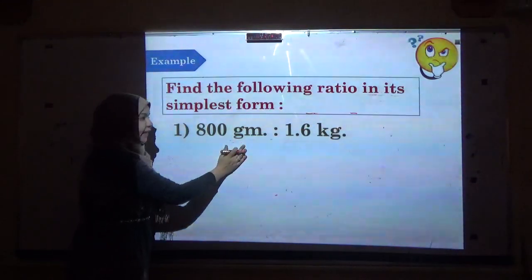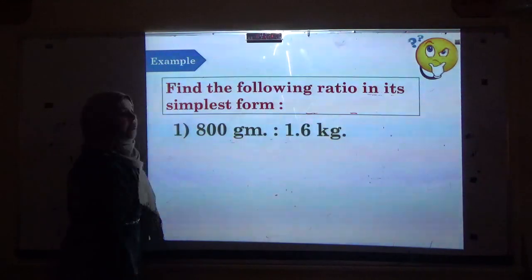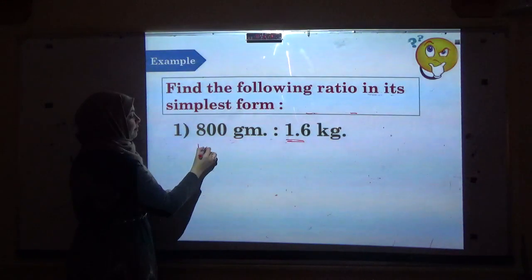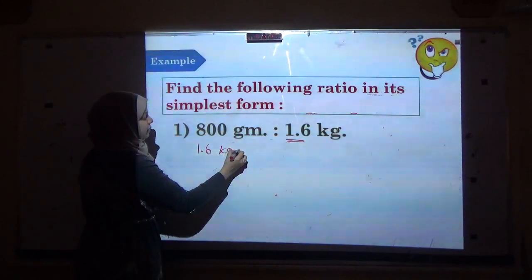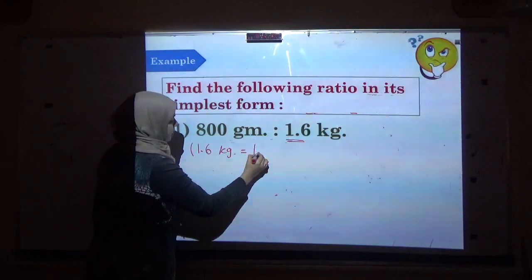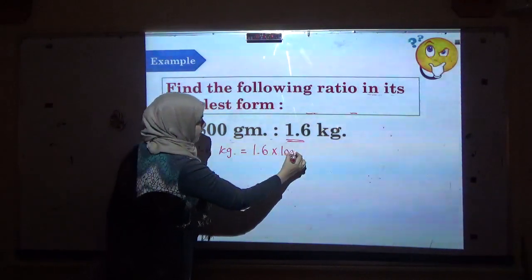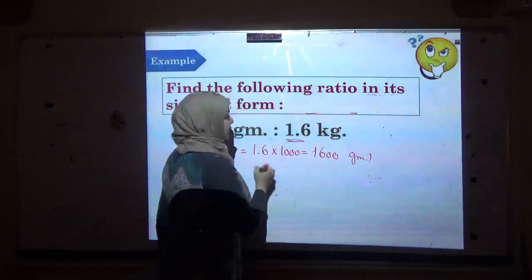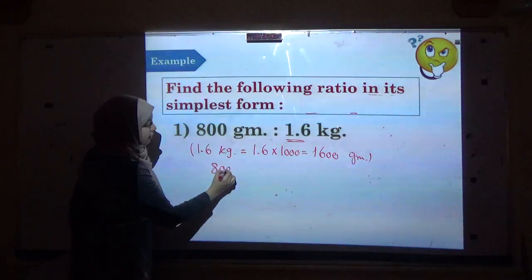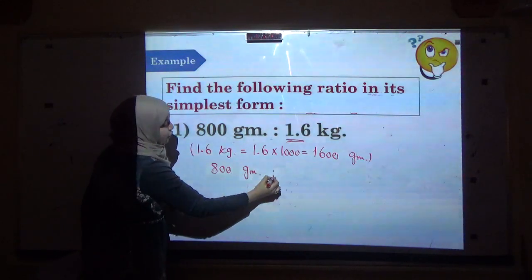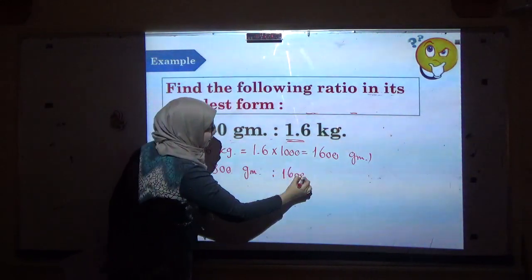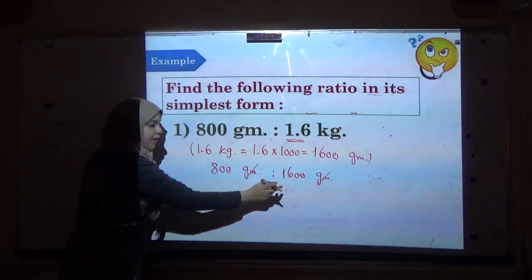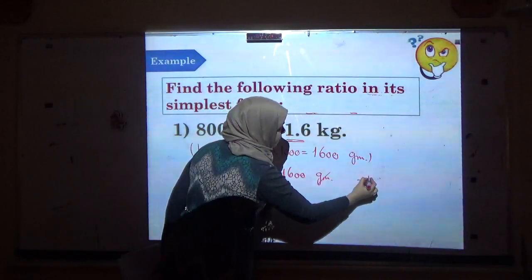Simplify 800 gram to 1.6 kilogram. Now we will convert kilogram to gram by multiplying 1.6 by 1000, which equals 1600 gram. So 800 gram to 1600 gram. Cancel this unit and divide the two terms by 100.